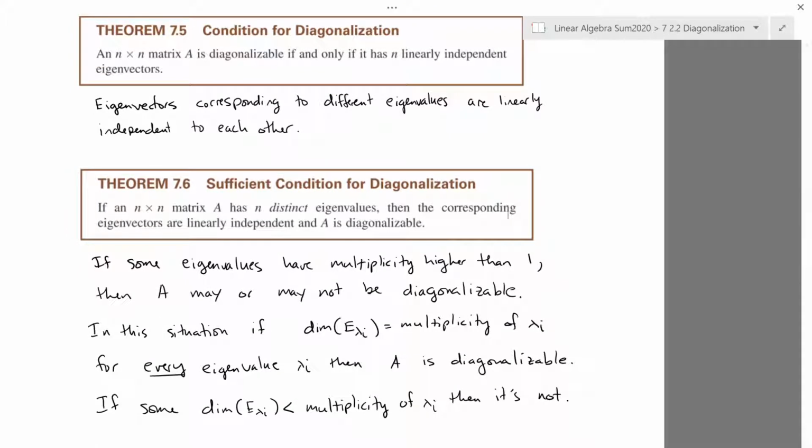Right, so in the situation where some eigenvalues have multiplicity higher than 1, then A may or may not be diagonalizable. And so the condition to check in this case is you compare the dimension of each eigenspace to the multiplicity of the corresponding eigenvalue. If the dimension of each eigenspace is the same as the multiplicity of each eigenvalue, then A is diagonalizable. And if the dimension of the eigenspace is less than the multiplicity, then it's not.